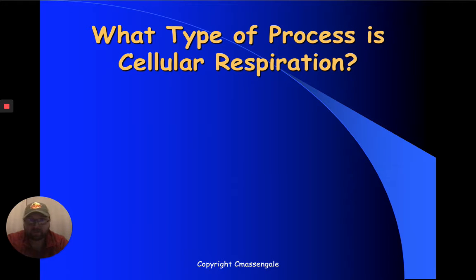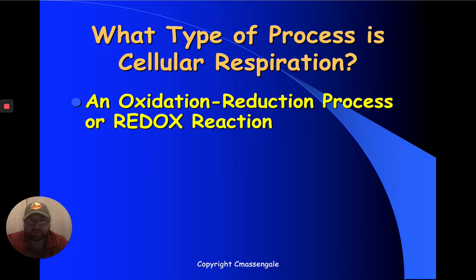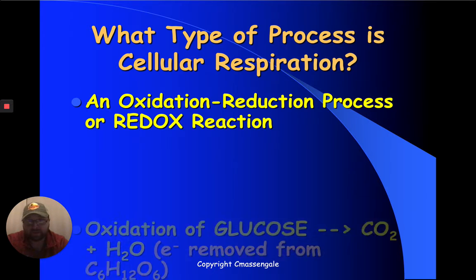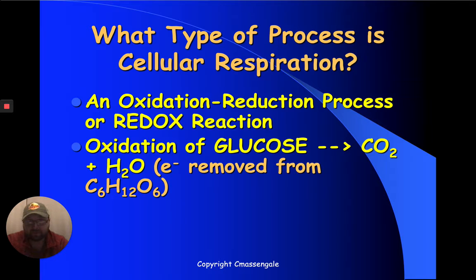So what type of process is this? Again, we said it's an oxidation reduction process, or what's called a redox reaction, if you ever do chemistry. What oxidation means, and what's important, is that we remove electrons from glucose. Let me say that again. All oxidation means, for what we're learning, is that we remove electrons from glucose. And we're going to see that that's really important because we do something with the electrons.